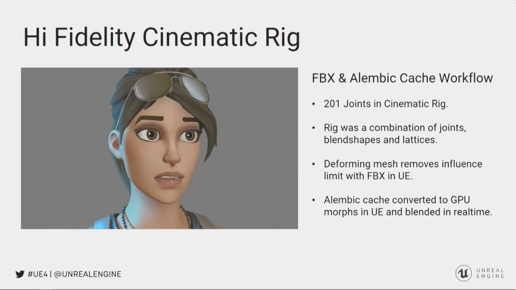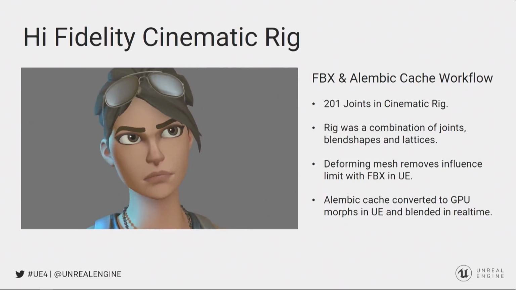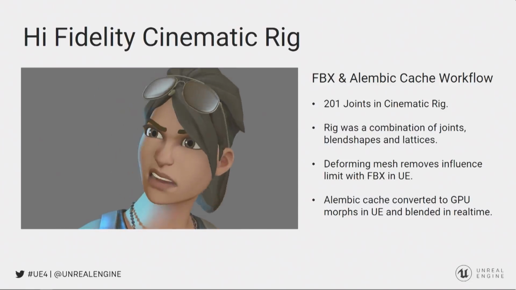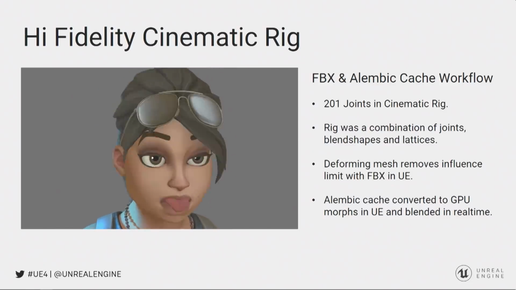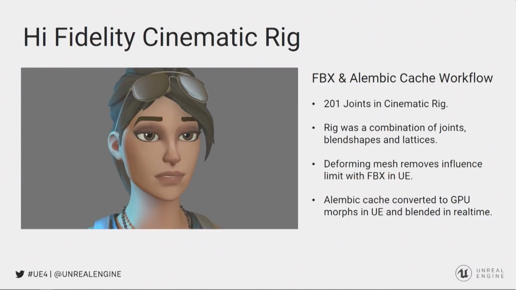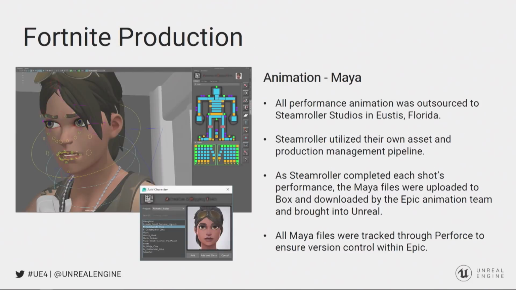But this rig was basically a combination of joints, blend shapes and lattices, all inside of Maya. And when it came time for export, all of that would be baked into an Alembic cache and sent out into the engine and imported into Unreal. So you can see that the face is smoother, the deformations are of higher quality, and the Alembic cache was instrumental for this particular process. I mentioned, of course, that's the ART toolkit in action.